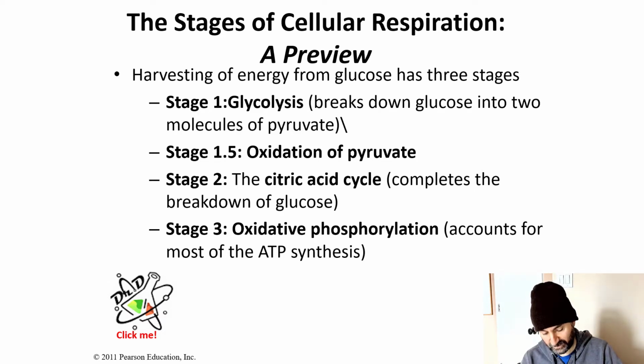So you should know that glycolysis occurs in the cytoplasm of the cell, whereas the rest of these stages, stage 1.5, stage 2, and stage 3, occur in the mitochondria, right? So please know that glycolysis occurs in the cytoplasm of the cell, whereas the rest of cellular respiration occurs in the mitochondria.